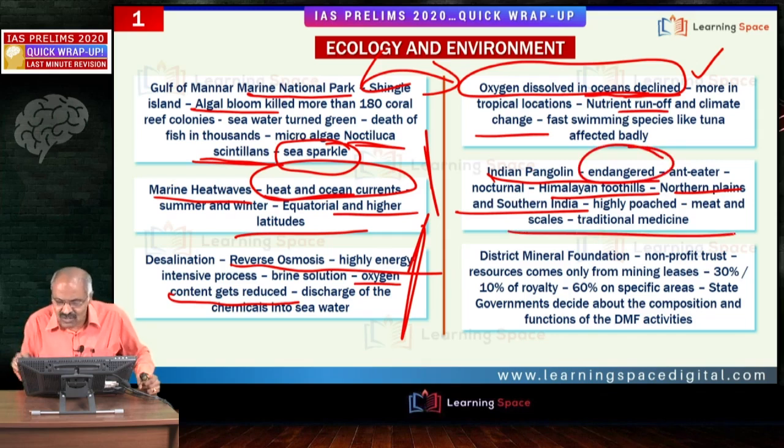And it is used for meat and scales. These scales are just like keratin, right? These are used in traditional medicine, not only in China, but also in some parts of Southeast Asia. Friends, these pangolins are highly poached. Indian pangolin, endangered, don't forget. Chinese pangolin is available in some northeastern part of the country. But Indian pangolin is available in the foothills of Himalayas, then northern plains and southern part of India.